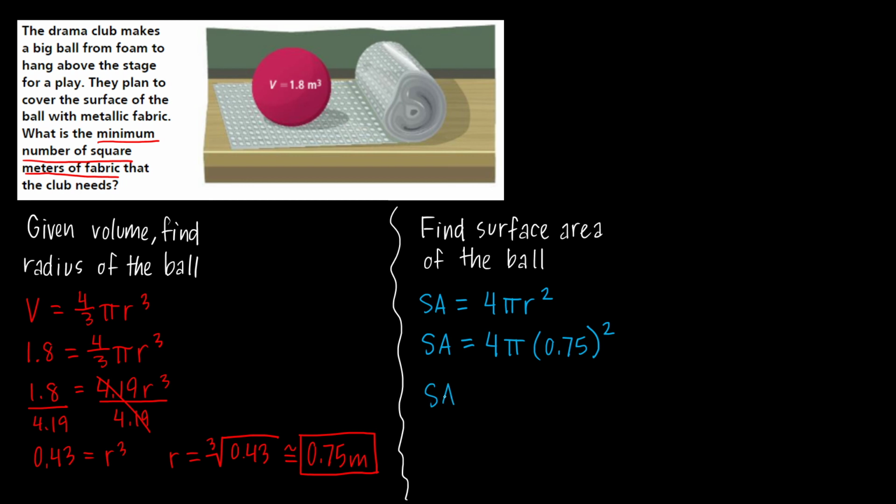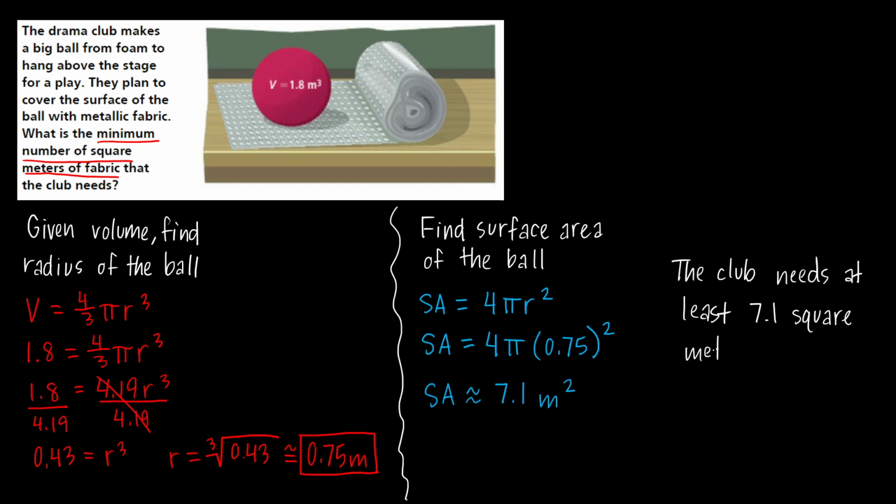So when we calculate this, all of this is an estimation. So the surface area is approximately 7.1 meters squared. Surface area is always a square measurement. So that is exactly how much fabric, the minimum of how much fabric needed to cover the ball. So the club needs at least 7.1 square meters of fabric. And there you have it.